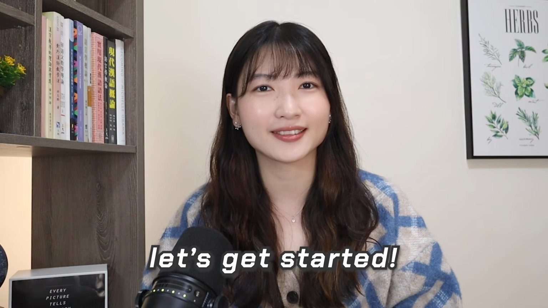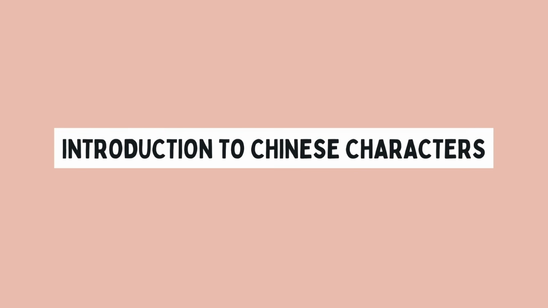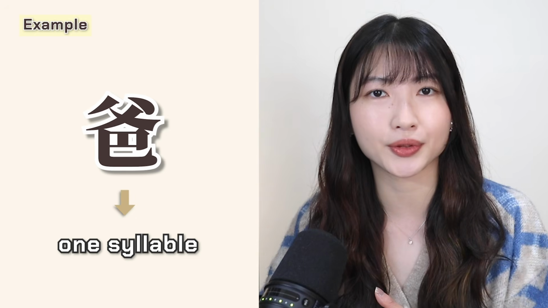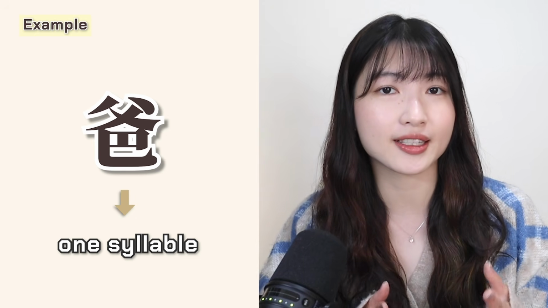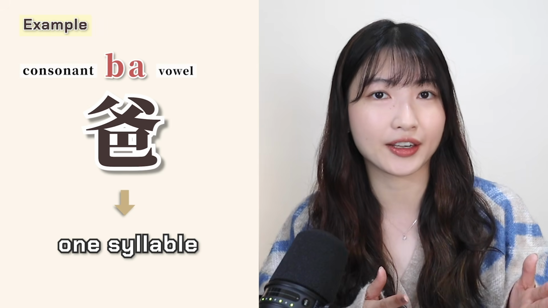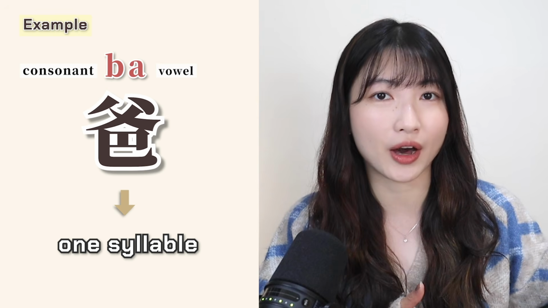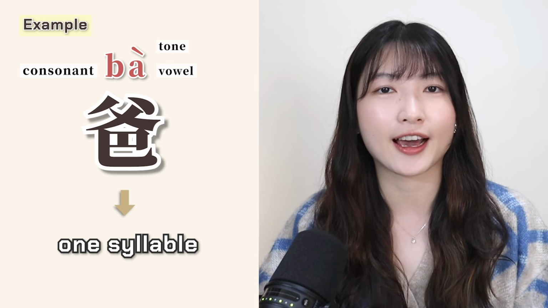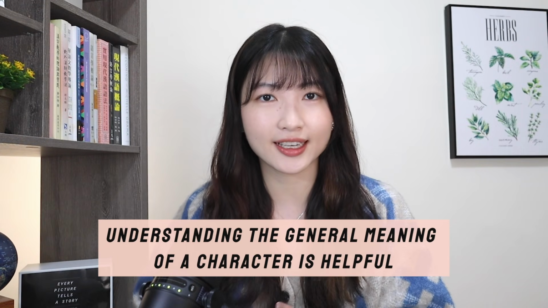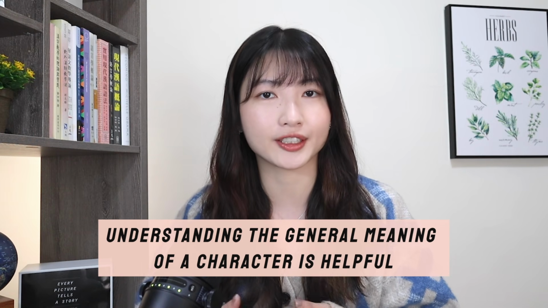我们开始吧。Chinese characters are the written form of the Chinese language. One character corresponds to one syllable. A syllable in Chinese is typically comprised of 3 elements: an initial, a final, which contains at least one vowel, and a tone. Remember that a character usually has its own meaning too. Although it might not be used as an individual word, understanding its general meaning is helpful when learning new words.